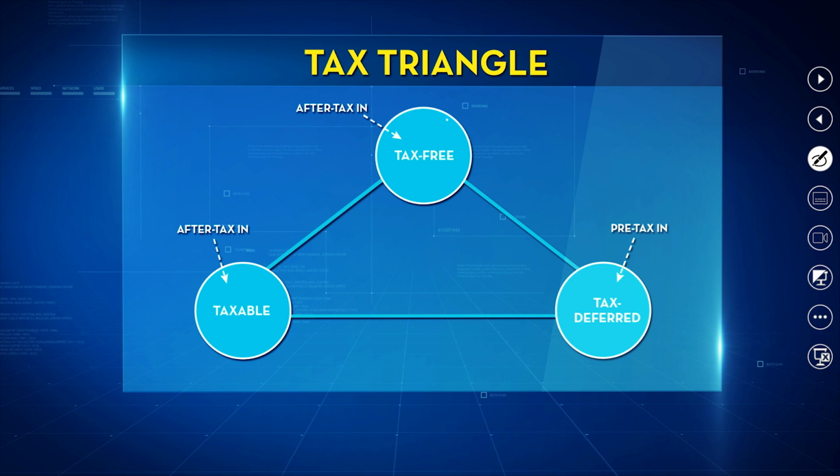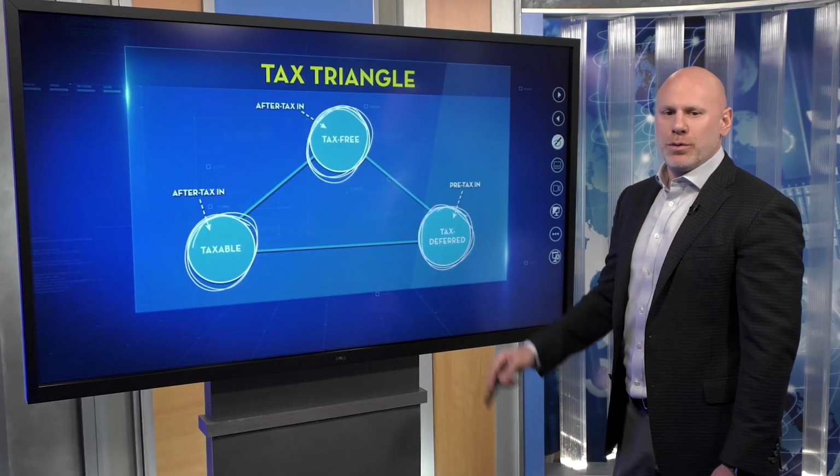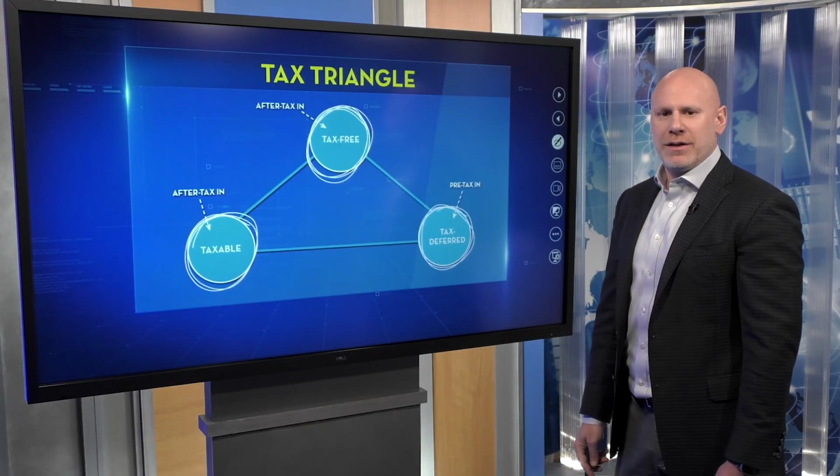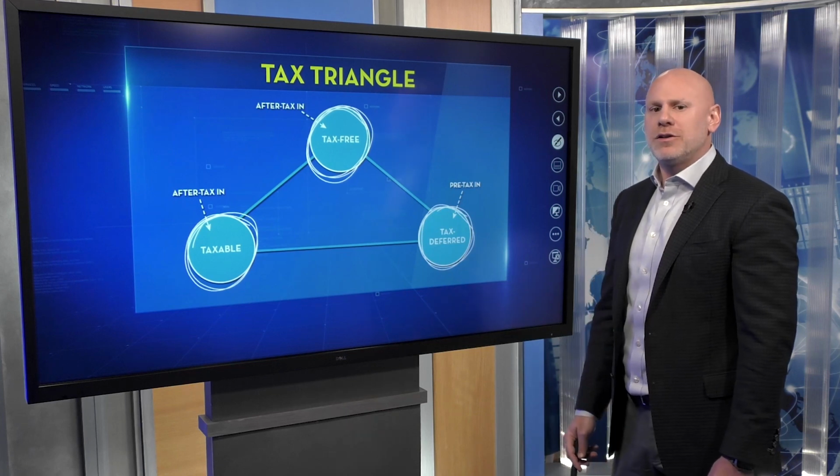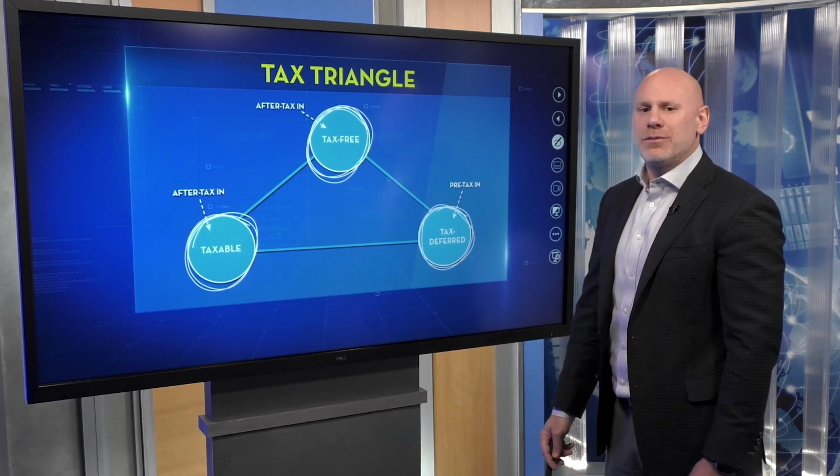Up here, you have the tax-free pool. Down here in the bottom left, you have the taxable pool. And over here in the bottom right, you have the tax-deferred pool. Each of these pools have a different tax profile, and your ability to save into these pools will ultimately determine what tax rate you pay in retirement.